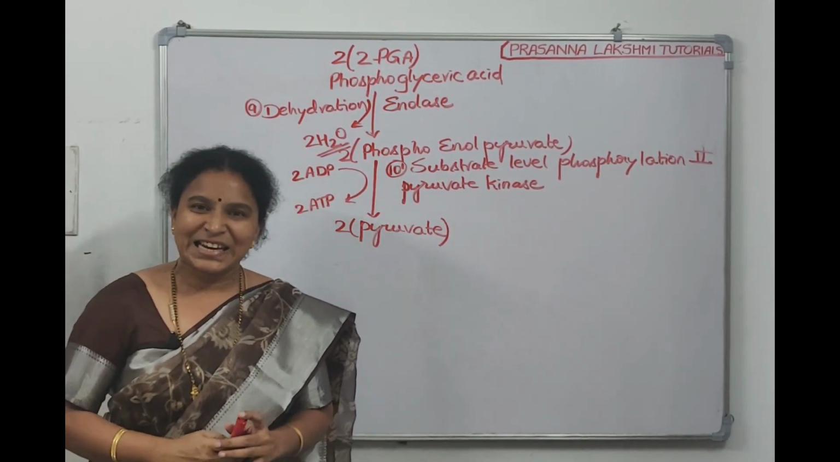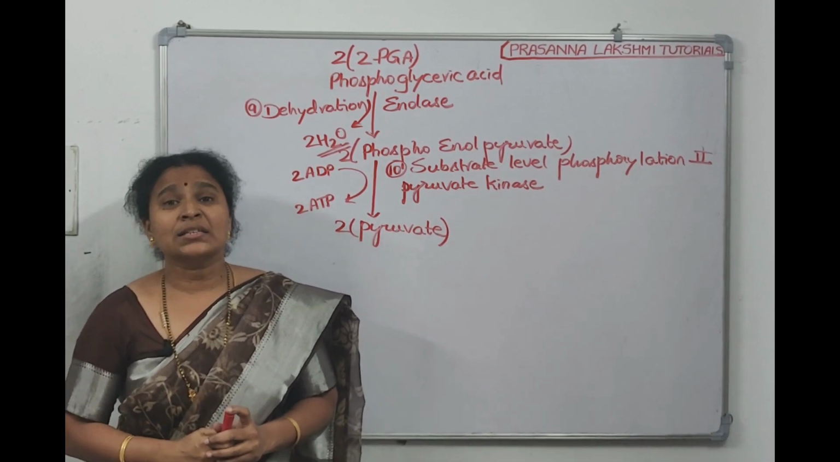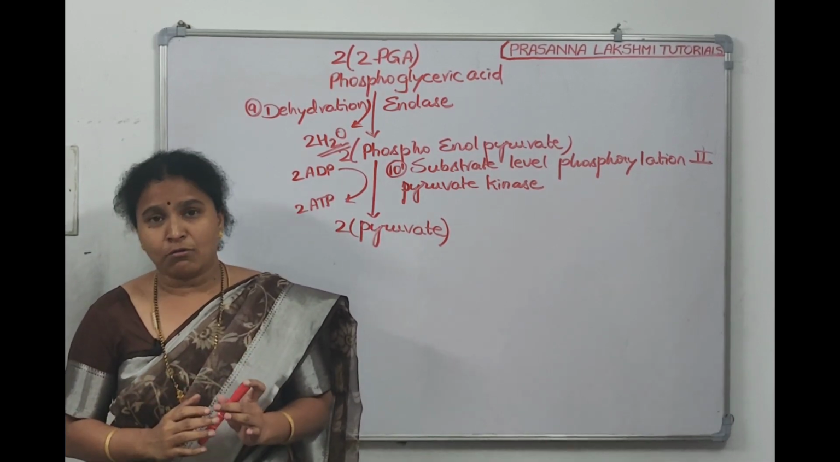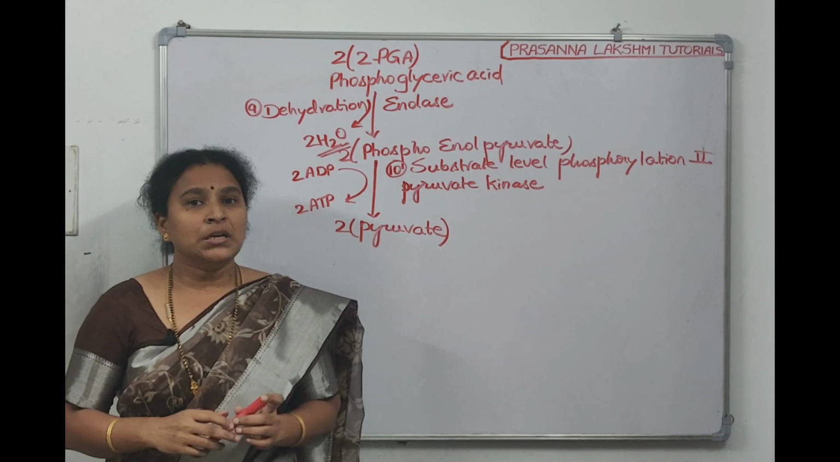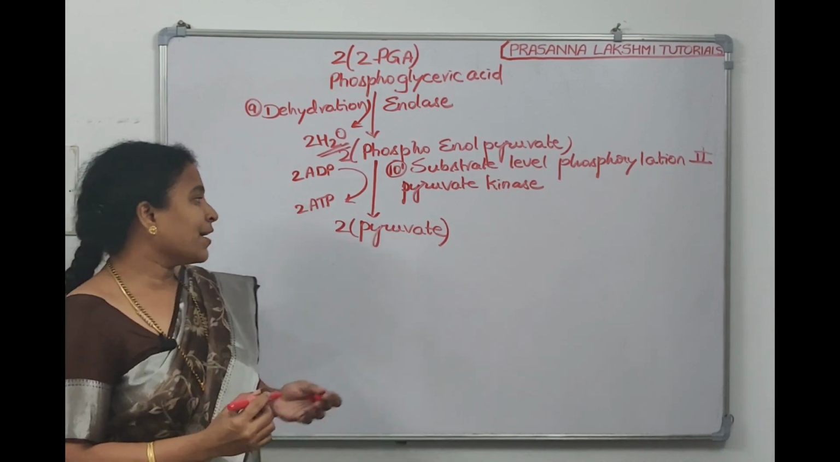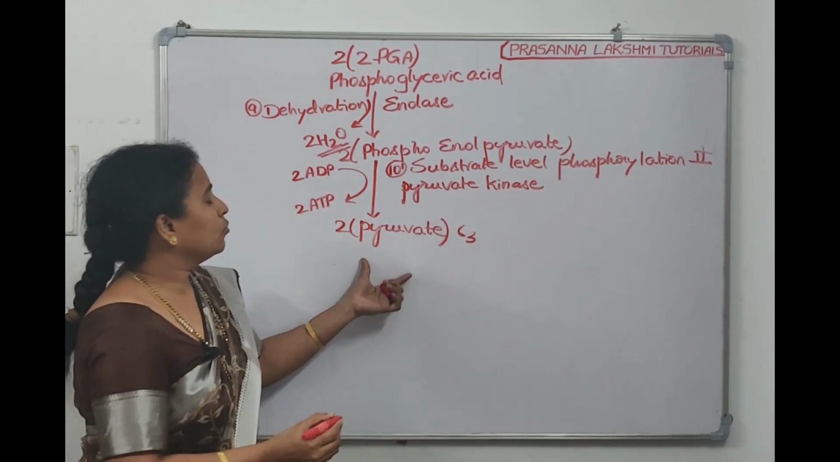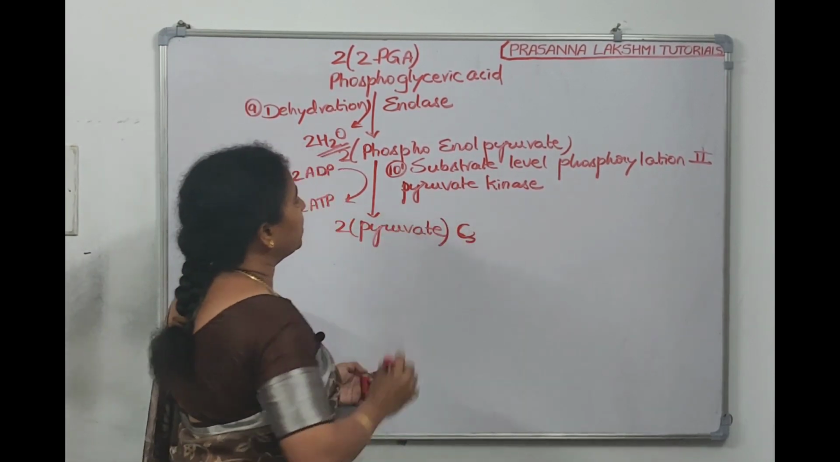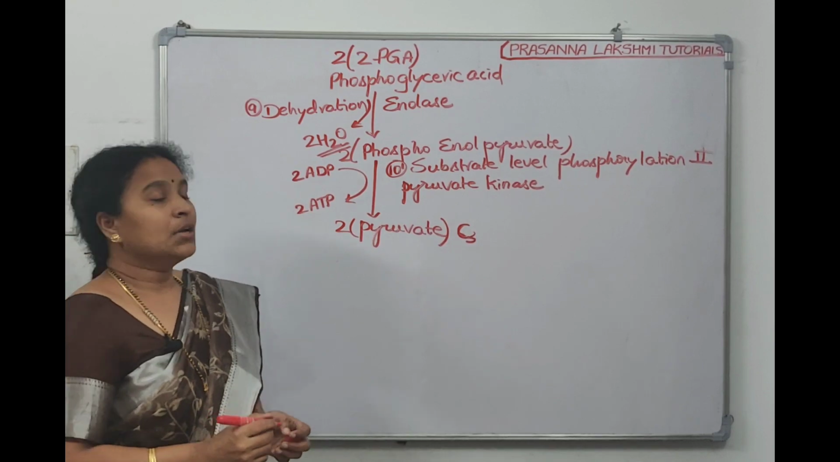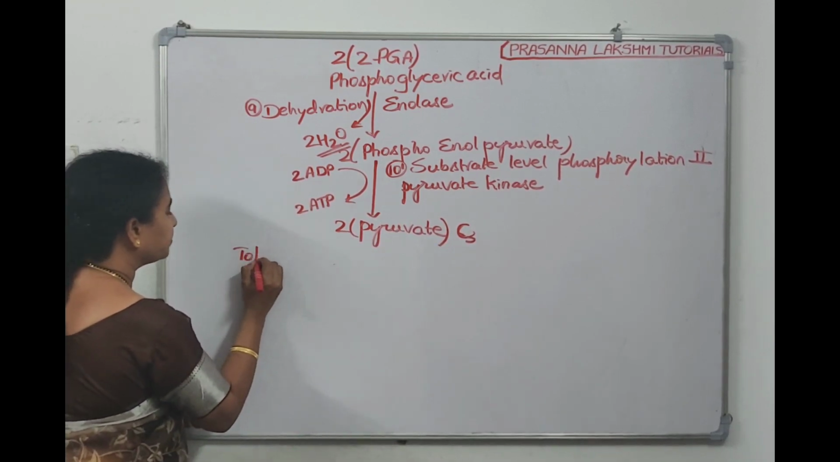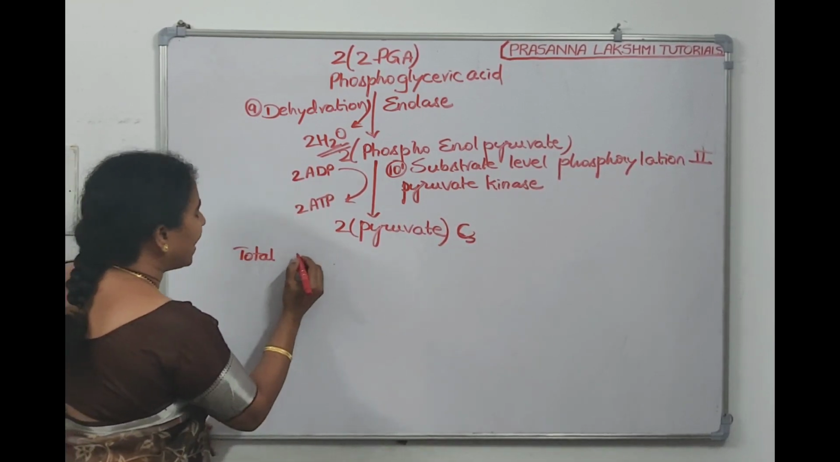This is what glycolysis is. In glycolysis, it's partial oxidation of glucose, which is a 6-carbon sugar, into 2 molecules of 3-carbon acid. Pyruvic acid is a 3-carbon acid, and we got 2 molecules of it. So, in total, how many ATPs are formed?